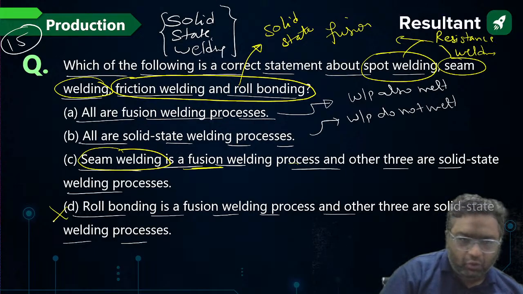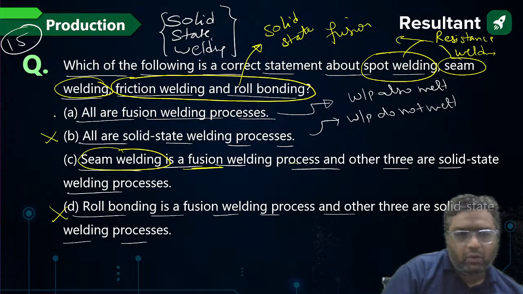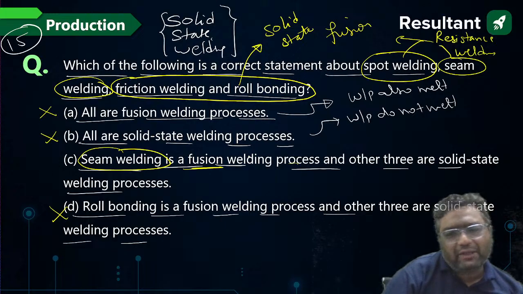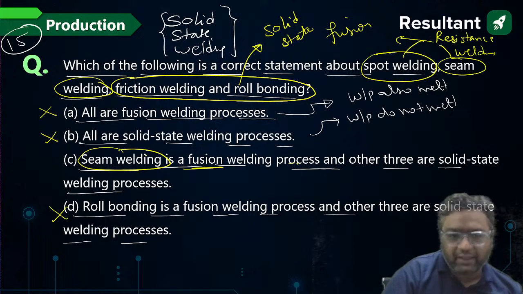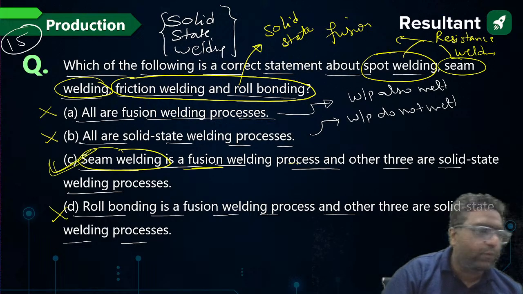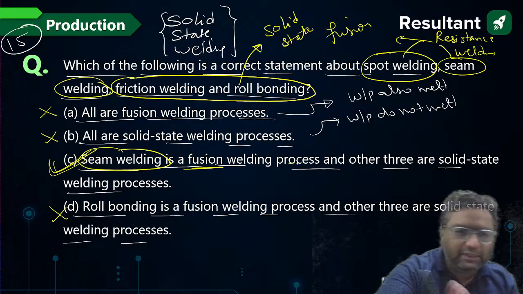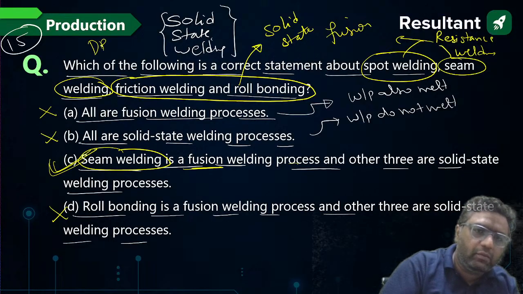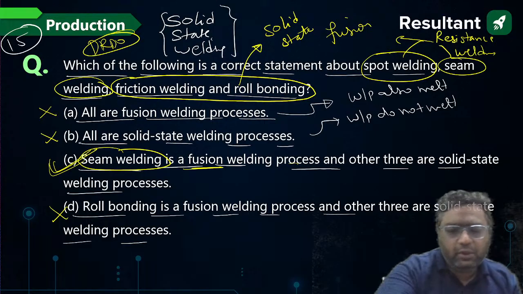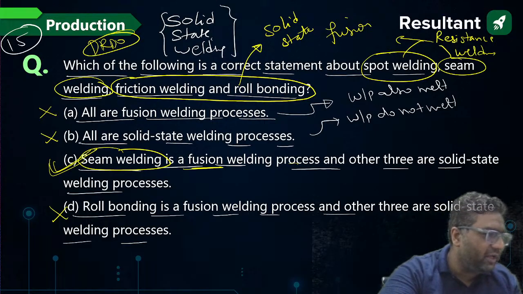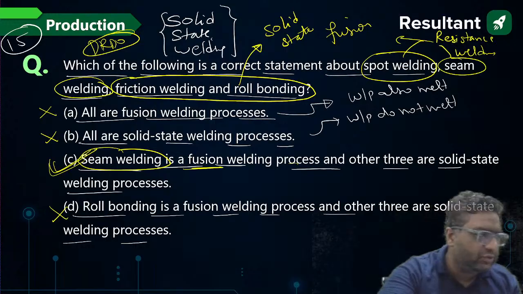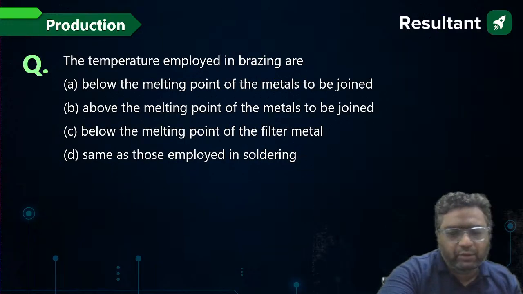Roll welding is fusion, no. All are solid state, no. All are fusion, no. So actually, this is also not correct because spot welding also comes under resistance welding. But okay, the best proper answer is going to be the best of all, because it is also a PYQ of DRDO. So some questions I have taken from ISRO, DRDO, Engineering Services PYQs as well. Moving to the next question, guys.